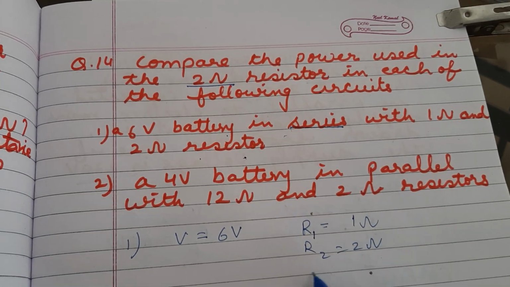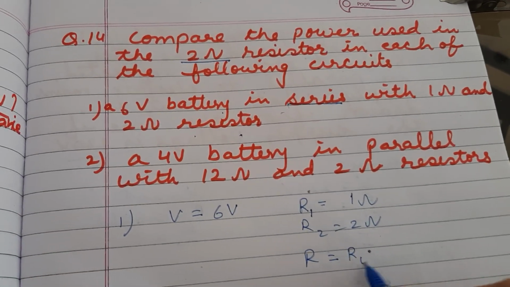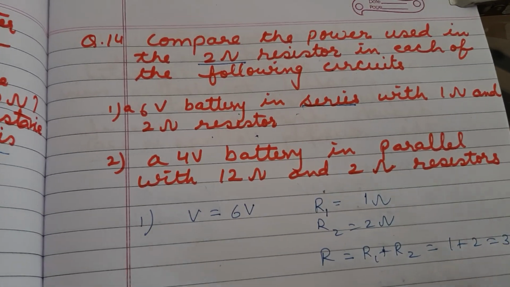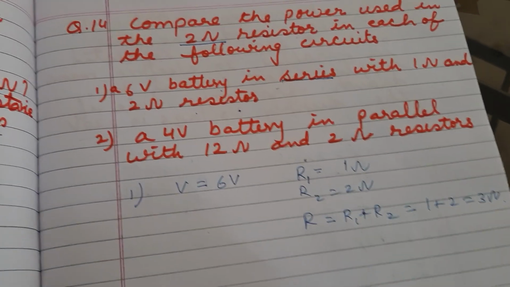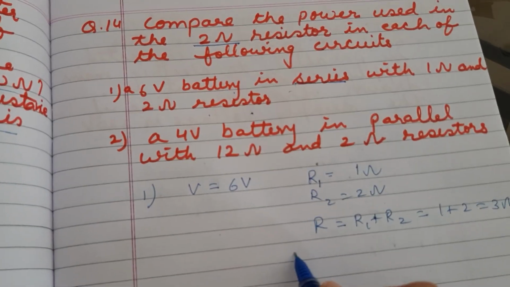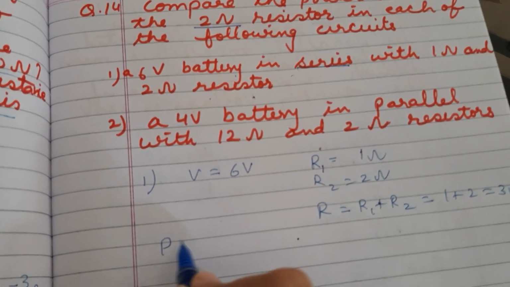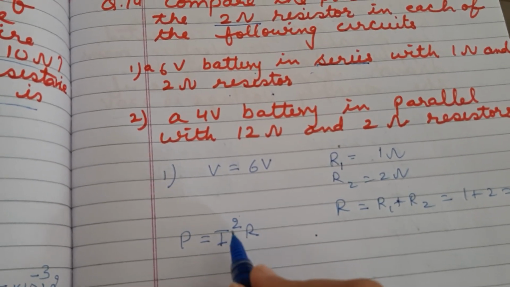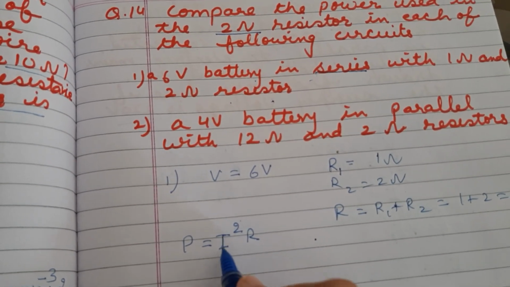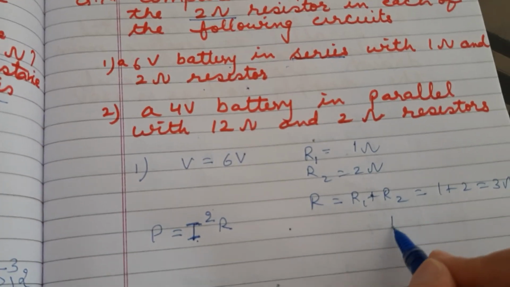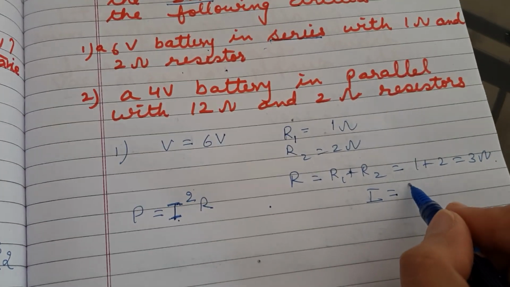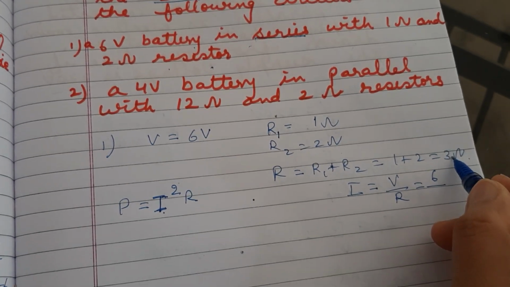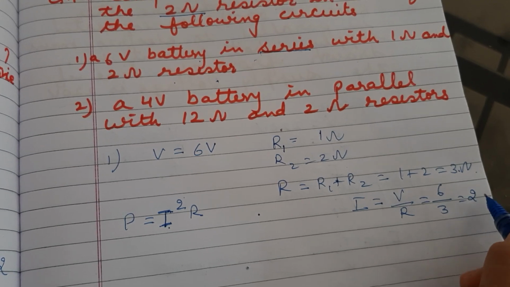So they are connected in the series, so total resistance will be R1 plus R2, which is equal to 1 plus 2, that is 3 ohm. That will be the total resistance. Then in this we have to find out the power. So to find out power, we will use this formula, because in series combination I remains common. So first we have to calculate this I. So on the basis of Ohm's law, I is equal to V upon R. V is given 6 and R is 3. So I we got is 2 ampere.